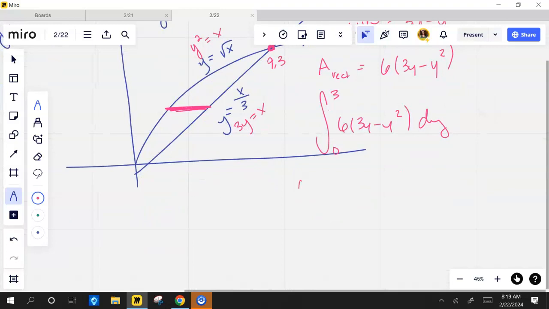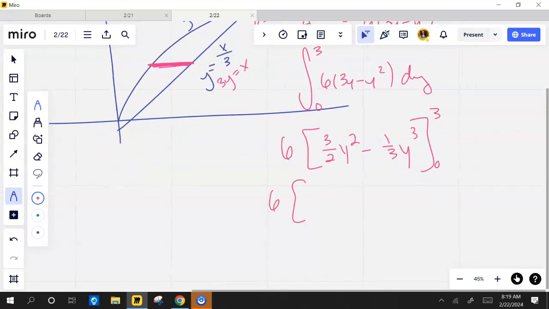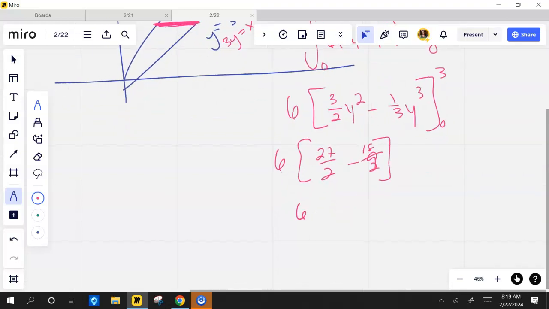Could have used the calculator, didn't have to. It's pretty easy. Antiderivative: 3 over 2 y squared minus 1/3 y cubed from 0 to 3. 3 squared is 9. 9 times 3 is 27 over 2. What? It's 18 over 2. 6 times 9 over 2. I got 27.